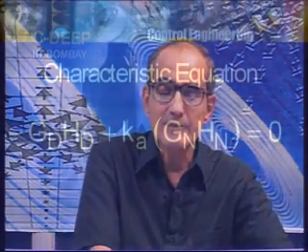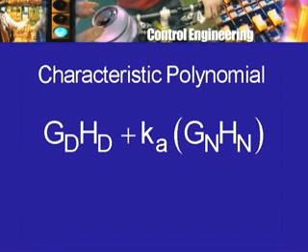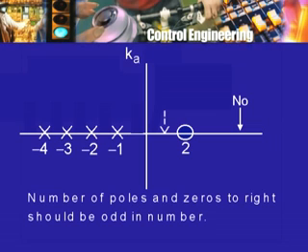If you remember, the characteristic polynomial, and I will write it again, was Gd Hd, the denominator parts of G and H, those two polynomials, plus Ka, this gain, times Gn Hn, the numerator parts of G and H, equal to 0. This is the characteristic equation, or the left hand side of it is the characteristic polynomial. It is understood now we are looking at Ka which are positive, because normally when one talks about a gain of an amplifier, one thinks of the gain as being a positive number rather than a negative number.